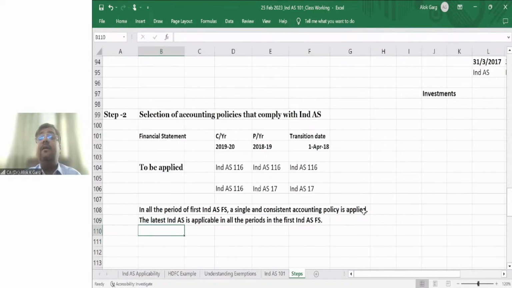What is the reporting date? 31st March 20 is the reporting date. So on 31st March 20, which standard was applicable? On 31st March 20, Ind AS 116 was applicable, and hence Ind AS 116 is applicable in all these 3 periods of the financial statement. Right?